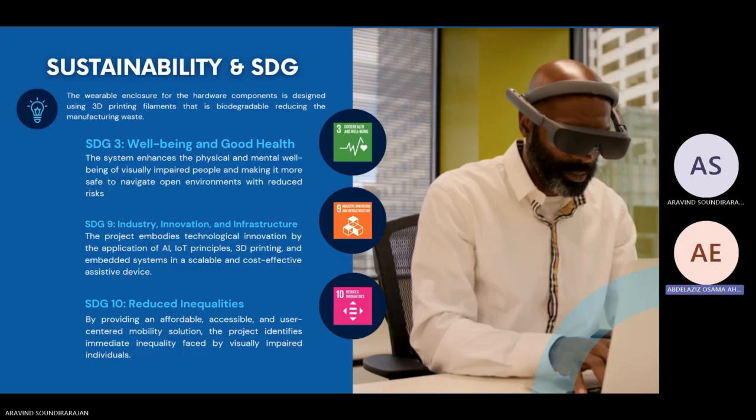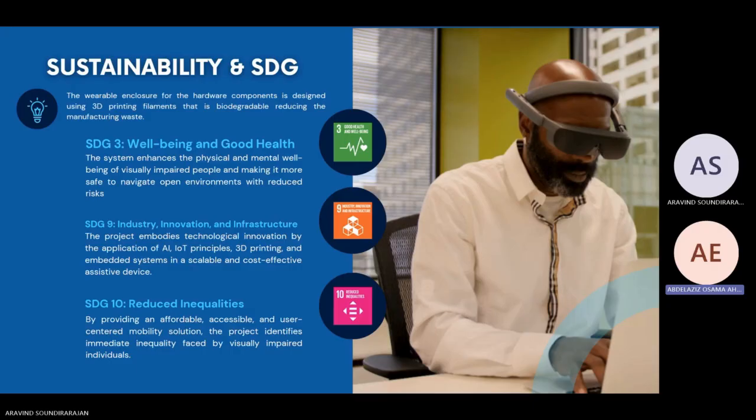Now, the next one, which is SDG 9, industry, innovation, and infrastructure. How ours applies to this is because the project embodies technological innovation by the application of AI, IoT principles, 3D printing, and embedded systems in a scalable and cost-effective assistive device. Lastly, the last SDG, which is 10, reduced inequalities. By providing an affordable, accessible and user-centered mobility solution, the project addresses an immediate inequality faced by visually impaired individuals.